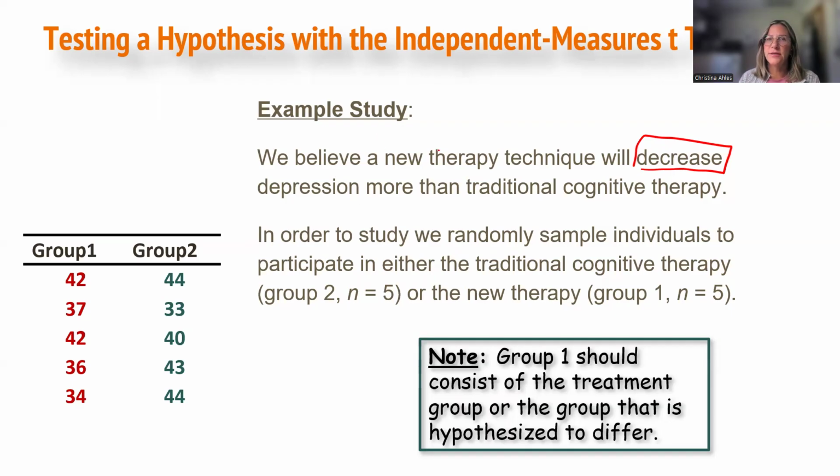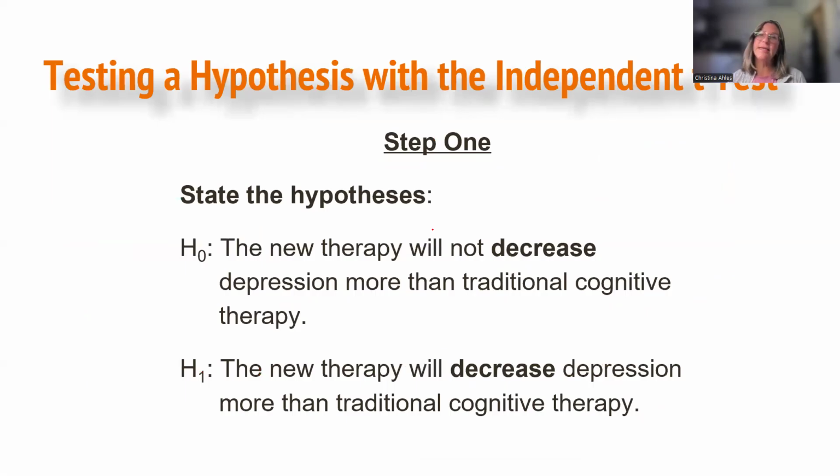If you go through this, you'll notice the new therapy technique, or the therapy technique, is our independent variable. Our dependent variable is the depression. That's the outcome, to help you get those hypotheses going. Step 1 is just stating our hypotheses. The null is that the new therapy will not decrease depression more than the traditional cognitive therapy. The alternative is the new therapy will decrease depression more than traditional cognitive therapy.